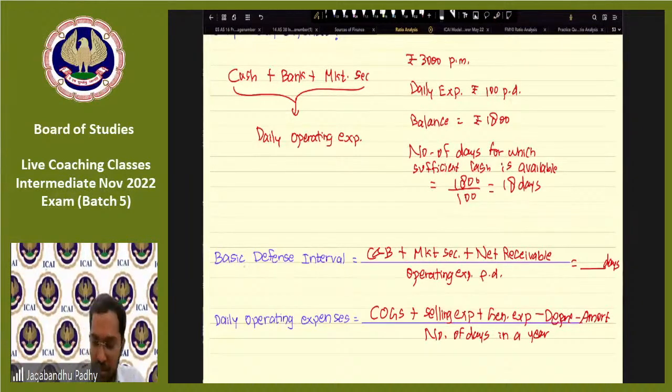Yeah, so basic defense interval, higher the better, lower the better. Definitely, sir, it is higher the better. So basic defense interval, higher the better. But again, if you have a very large basic defense interval, it means you have got a lot of cash available with you, which indicates again you're investing inefficiently. Okay, fine.